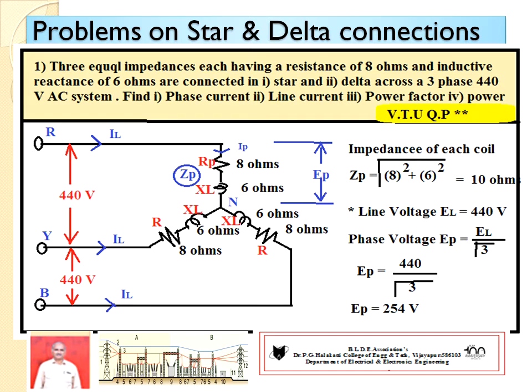Number 1. Three equal impedances, each having resistance of 8 ohms and inductive reactance of 6 ohms, are connected in star and delta across a 3-phase 440 volts AC system. Find phase current, line current, power factor and power. The same question was asked in the question paper at BLD Engineering College for an internal test for 8 marks.